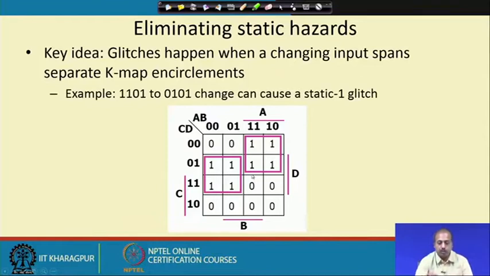For example, when you are going from 1101 to 0101: 1101 is this one, and 0101 is this one. Whenever you are going from here to here, it may so happen that A is delayed a bit in changing from 1 to 0. That delay takes some time, and in between it goes to this 0 state, and that way it creates a glitch. So, how to solve this?